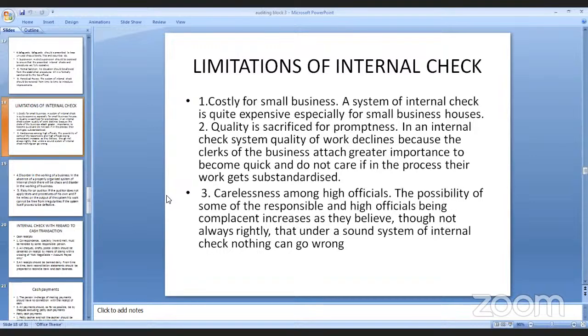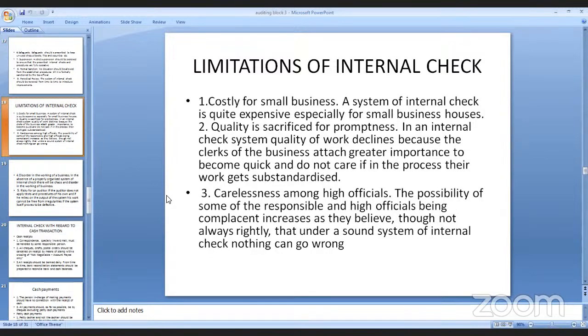Next, limitations of internal check. It is costly to small business concerns, and quality is sometimes sacrificed for promptness. For example, in an internal check system, the quality of work may decline because of the clerk's performance, as the business attaches great importance to being quick. Internal check aims at completing the work quickly, so sometimes there is a chance to miss the quality. If quality is missing, then obviously there is no efficiency in the business. Next, carelessness.